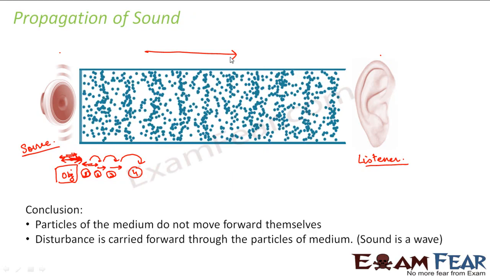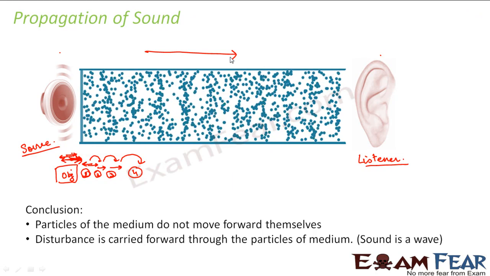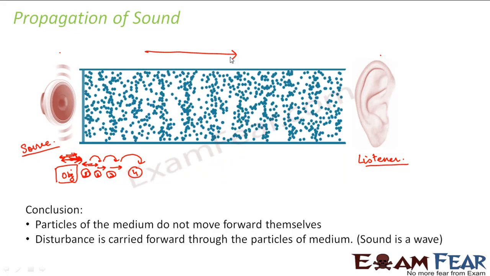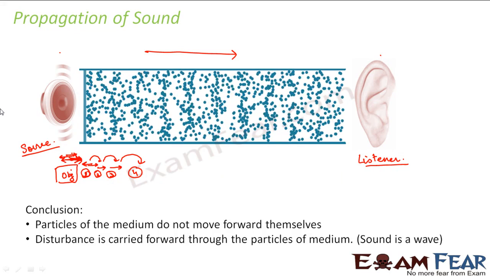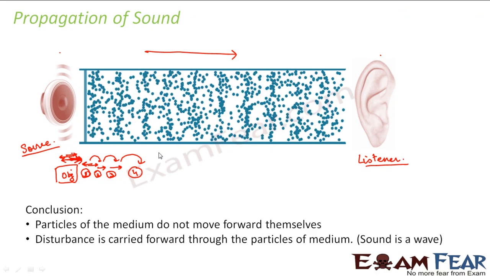You do not see the particles individually, you just look at this picture as a whole. What do you see? It looks as if everything is moving towards the right side. That is the disturbance which is getting transmitted. This object pushed 1, 1 pushed 2, 2 pushed 3, 3 pushed 4. So the disturbance is actually moving towards the right direction. That is known as propagation of sound.